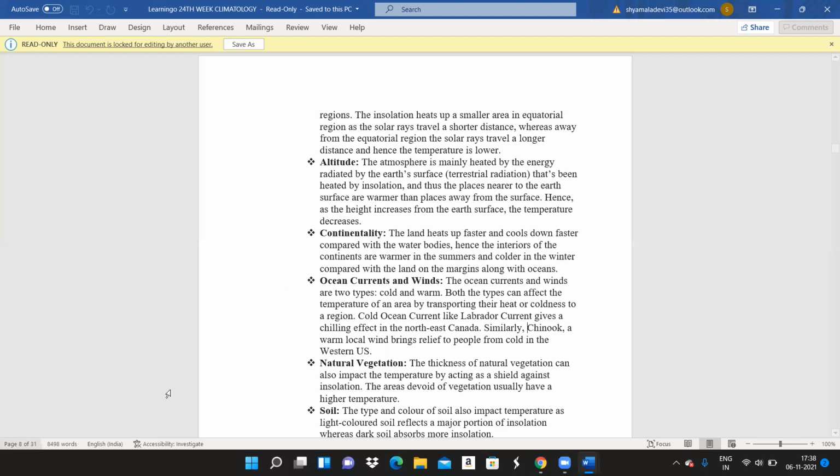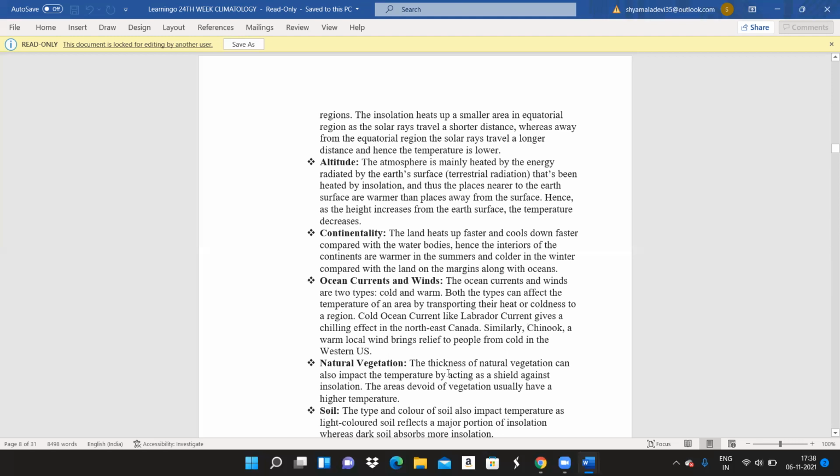So ocean currents is one more thing. What are ocean currents? They are cold and warm. You have cold currents, you have warm currents. They can affect your temperature by transporting heat or coldness to your region. If a cold current is coming, it will give you a cold effect. If it is a warm current, then it will give you a warm effect. For example, a cold ocean current like the Labrador current will give you a chilling effect in northeast Canada.